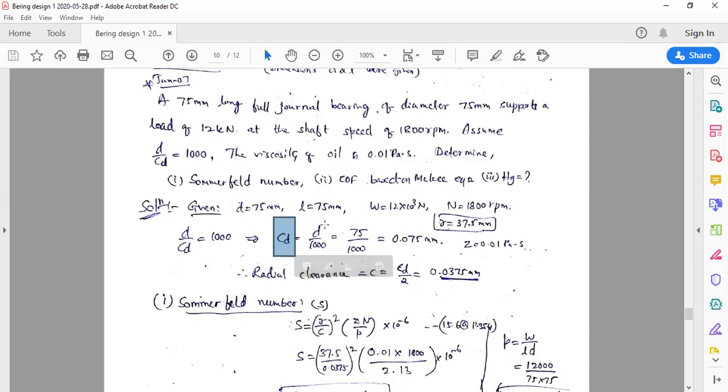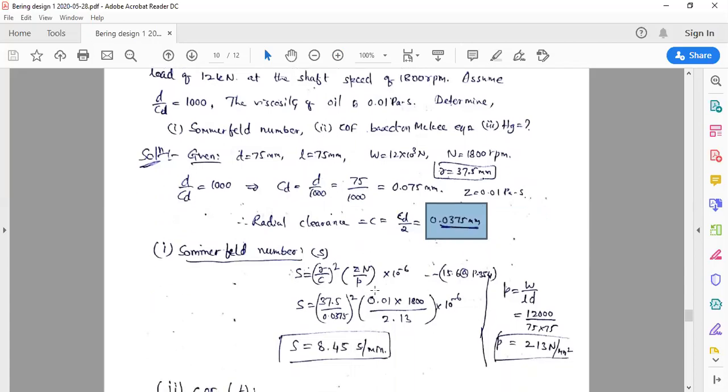Diametral clearance is given by D by 1000, so 1000 is taken to the LHS. 75 mm is the diameter, so you will get the value as 0.075 mm. That is the diametral clearance. The absolute viscosity is also given here, 0.01 Pascal second, denoted by the notation capital Z. The radial clearance is small c, which is half of the diametral clearance. Diametral clearance 0.075 divided by 2 gives 0.0375 mm.